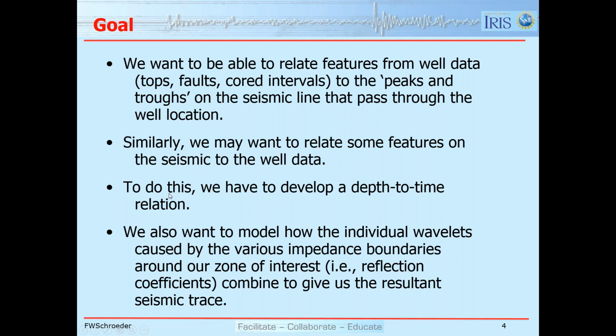In order to do the tie or the relationships, we need to have some way to convert from depth to time if we're going well to seismic, or time to depth if we're going from the seismic to the well data. We also want to model how individual wavelets caused by the various impedance boundaries or reflection coefficients combine to give us the response that we see on the model trace and also on the real seismic traces.